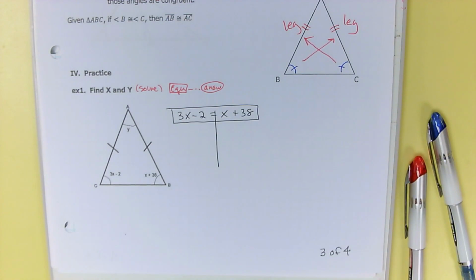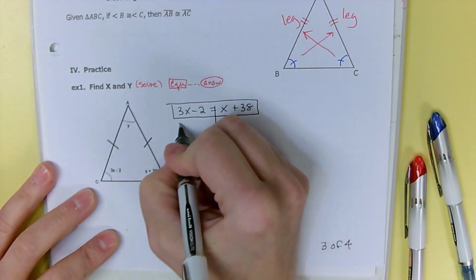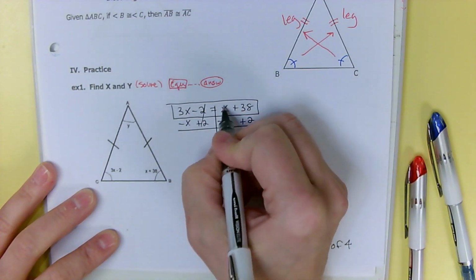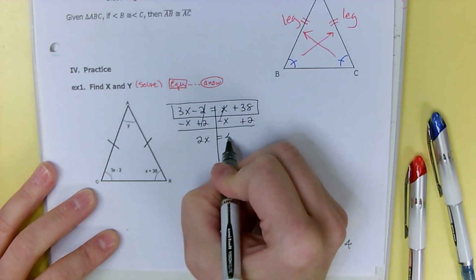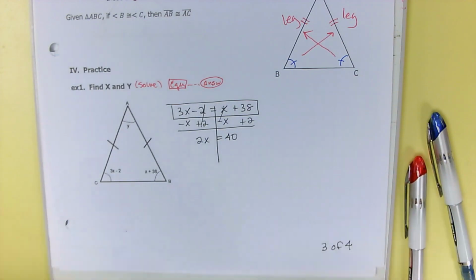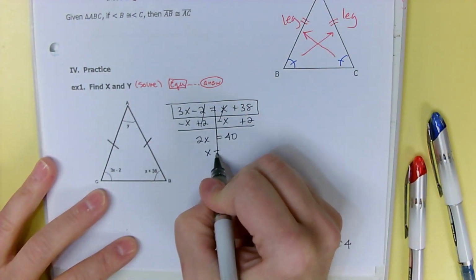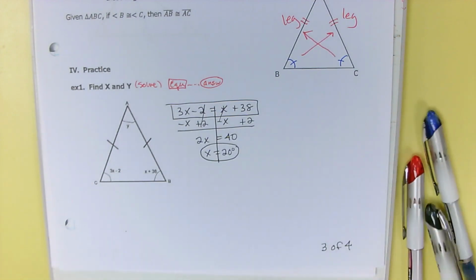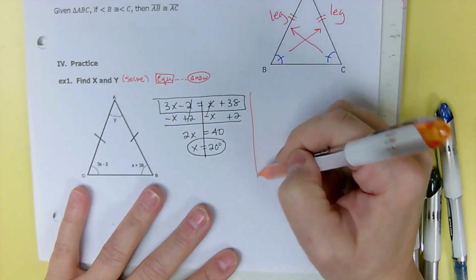All right, so we're going to solve for x. So subtract x to the left, add 2 to the right. You get 2x equals 40. And of course, 2 times 20 is 40. So x equals 20 degrees. All right, so we've got our x.